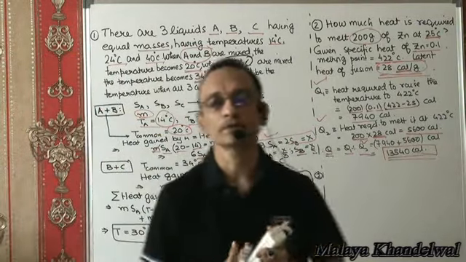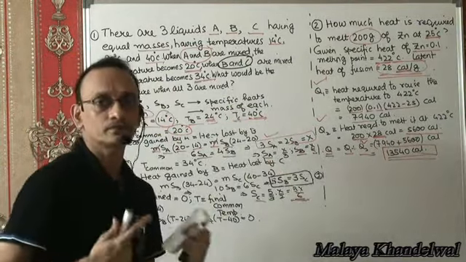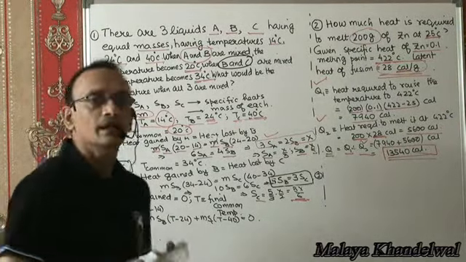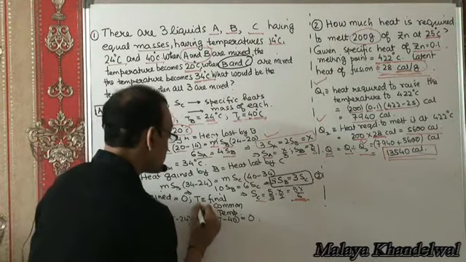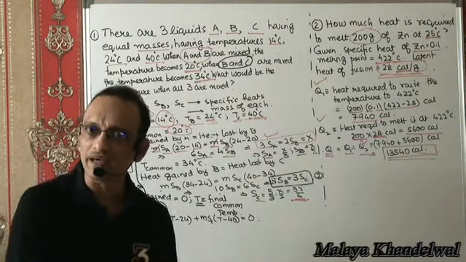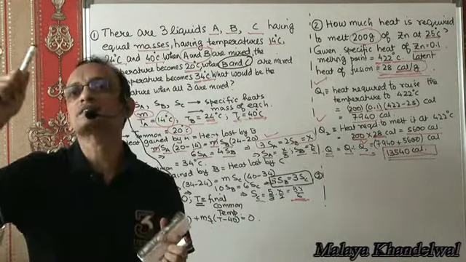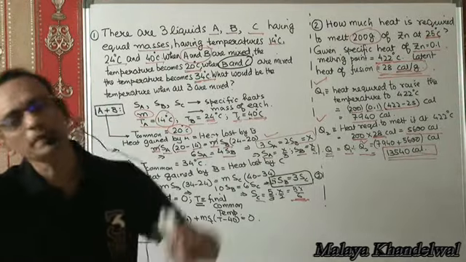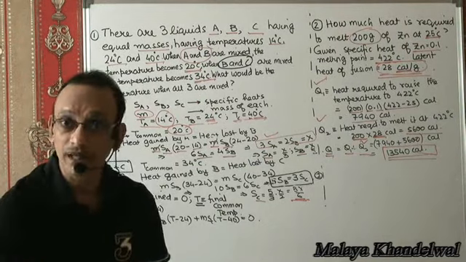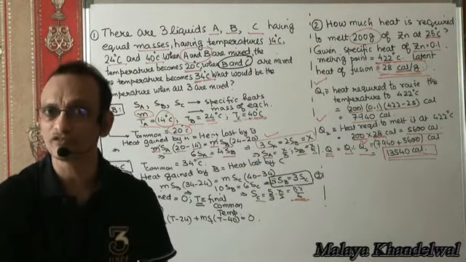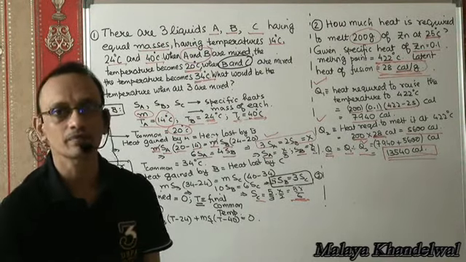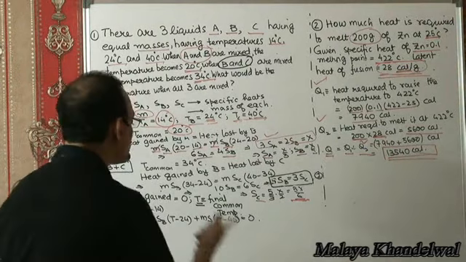The problem says when the three are mixed together, what is the final common temperature? Let us say that the final common temperature is T. Then the algebraic sum of heat gained by A plus heat gained by B plus heat gained by C must be 0. Let me assume all of them gain heat. Then some of them would be positive, some would be negative, but their algebraic sum must add up to 0.